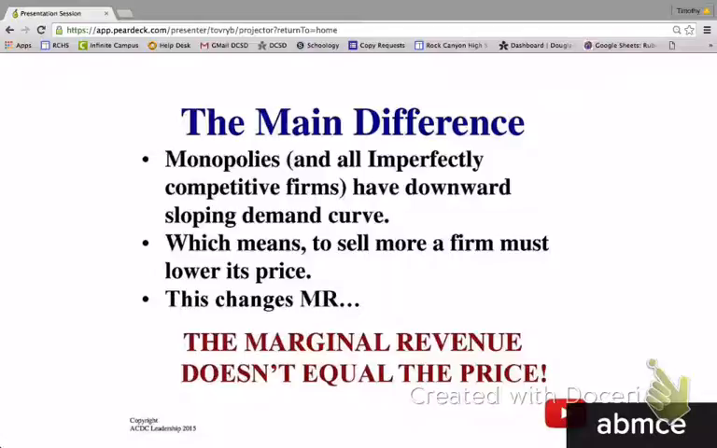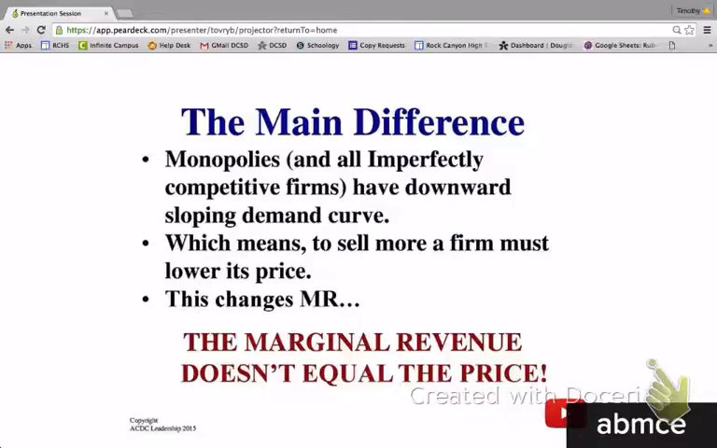Now what does that mean? That means to sell more of the good, the firm has to lower its price. A perfectly competitive firm didn't have to do that because a perfectly competitive firm could sell all of the good that it wanted to at the market price. So it didn't have to lower its price to sell more.